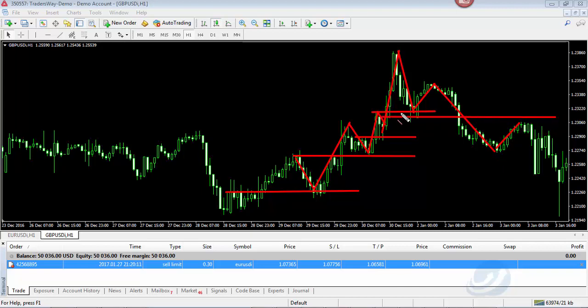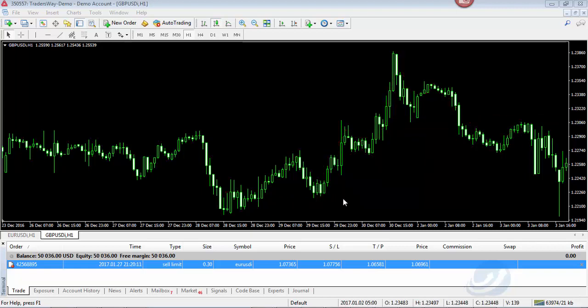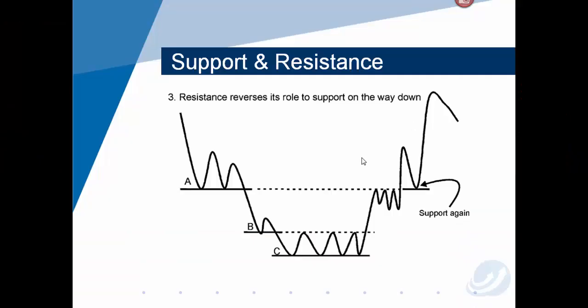Past resistance, past support, becoming resistance right here. And we see this every single time in the market. So it's not just because we're looking at a slide that means it doesn't happen. This is something that happens all the time in the market.